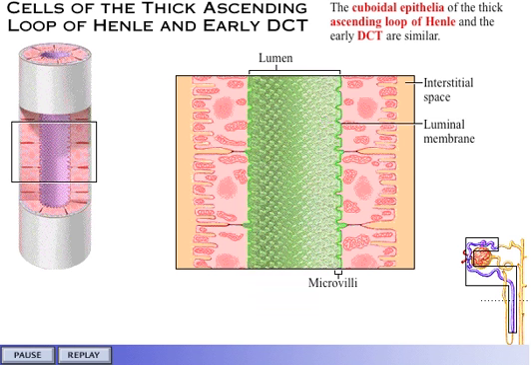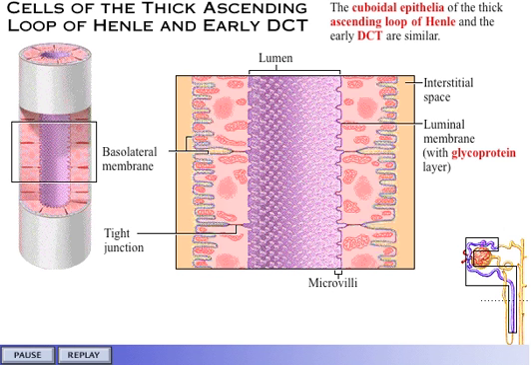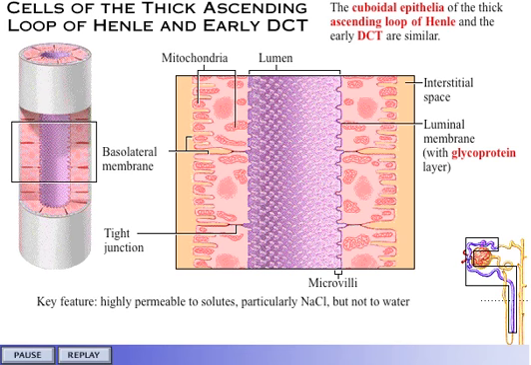In addition, the luminal membrane is covered by a glycoprotein layer, which along with tighter tight junctions greatly restricts the diffusion of water. The basolateral membrane is similar to that of the PCT, containing many integral proteins and closely associated mitochondria for passive and active membrane transport processes. The key feature of these cells is that they are highly permeable to solutes, particularly sodium chloride, but not to water.